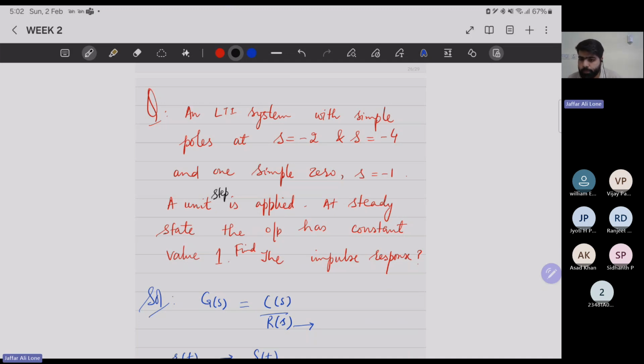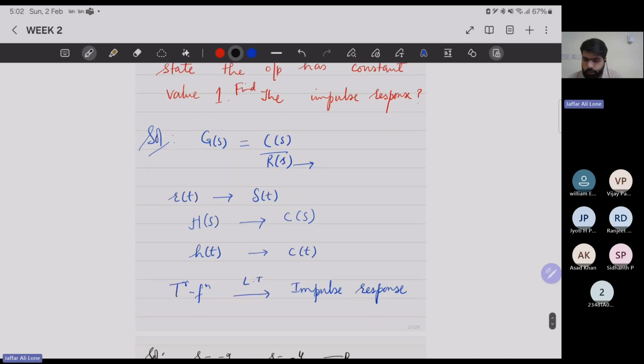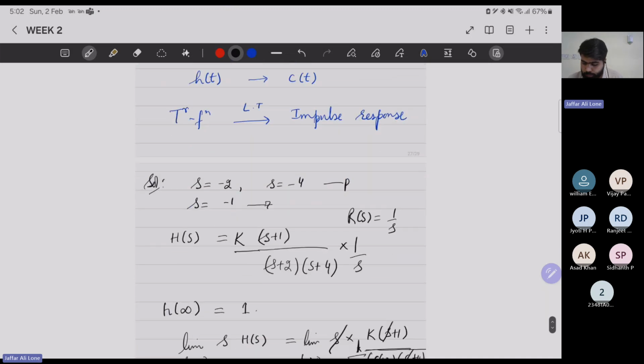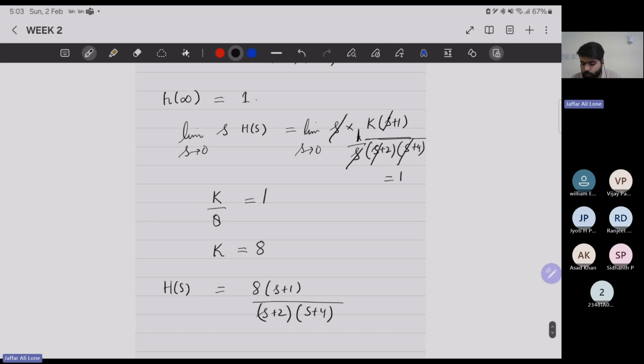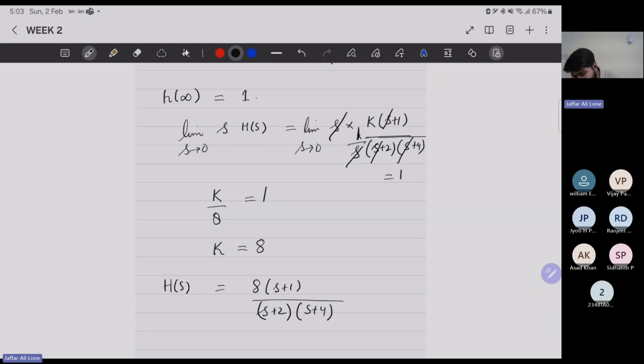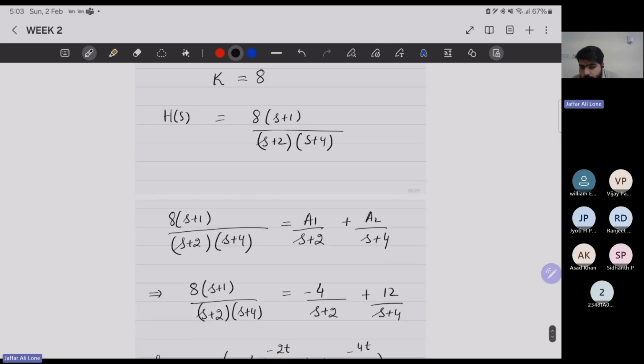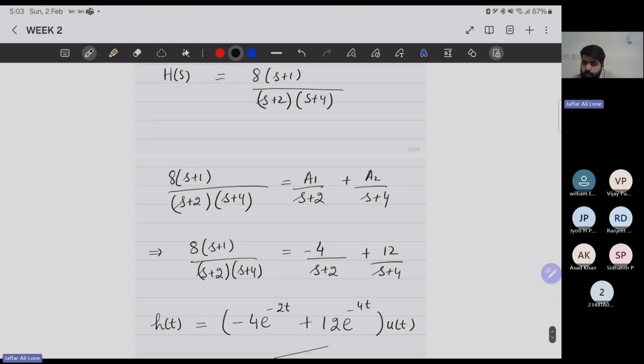Right, so based on this, we can reformulate the transfer function as this, and then we will use the input as 1 over s, find the final value, apply the final value theorem, and we will get the value of K as 8. Then again, we will find the inverse Laplace using the partial fraction method. We will find the coefficients, and then finally, the inverse Laplace of the transfer function is actually the impulse response of the system. So you will just revise these things.